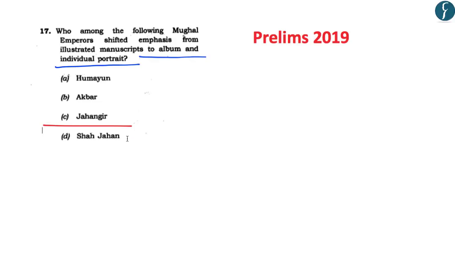So, if you had attempted the full-length test series of Rao's IAS Study Circle and if you had gone through the explanations specifically with respect to the question on Mughal era painting, then you could have easily solved this particular question asked by UPSC in the prelims of 2019.